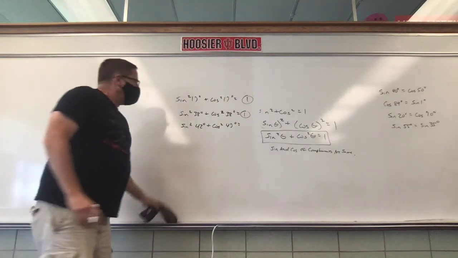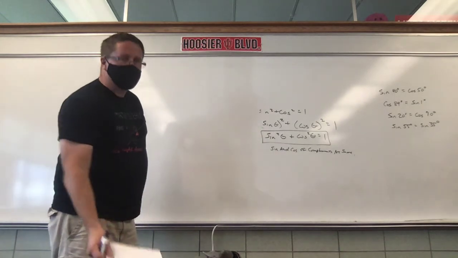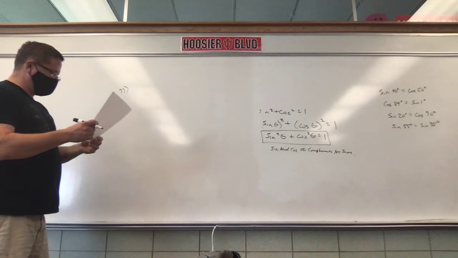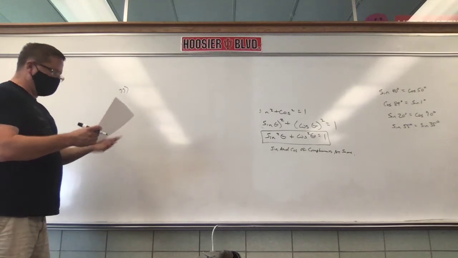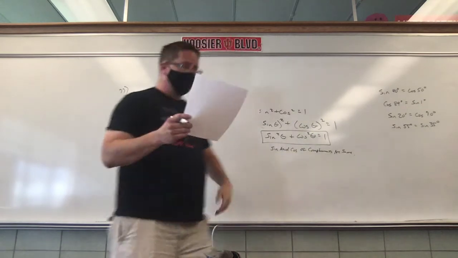Okay? All right. So as long as the angles are the same, the sine squared plus cosine squared equals 1. So let's look at number 77. I'm going to write this down: sine squared of 40 degrees plus cosine squared of 40 degrees. 1. Write it down.